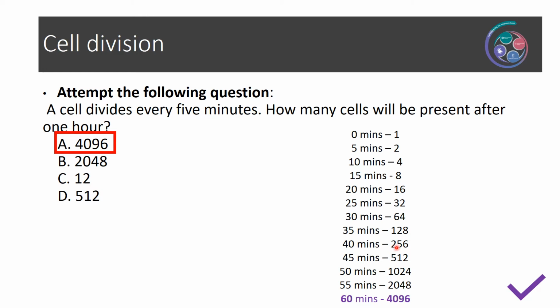After 40 minutes, we're down at larger numbers. We're at 256 currently at 40 minutes. 256 times 2 gives you 512 after 45 minutes. Times that by 2, 50 minutes, we've got 1024 cells. 55 minutes, we times again our answer before, that gives us 2048. And then finally, after 1 hour, we have got 4,096. So to conclude, we know that A is the correct answer because we sat and worked it out. So we can be confident in our answer, but we definitely know that A is the correct answer in this situation.